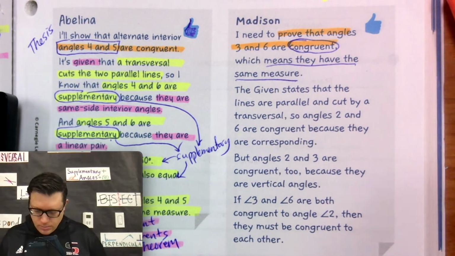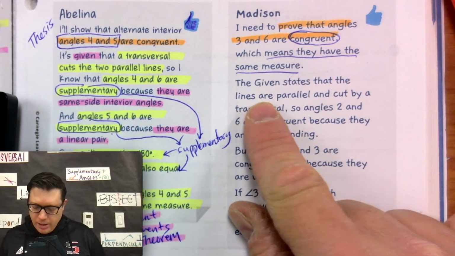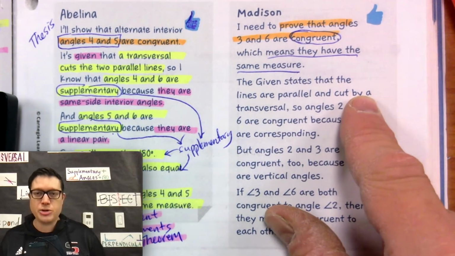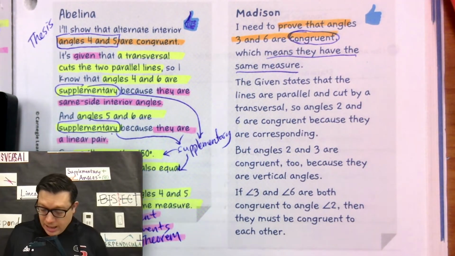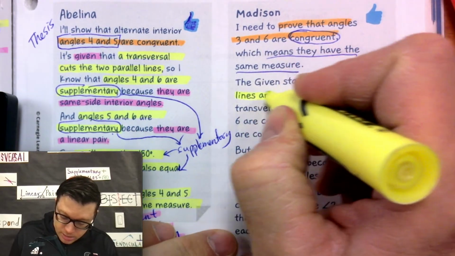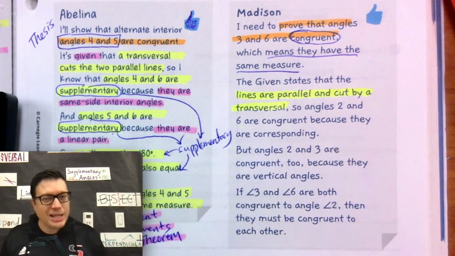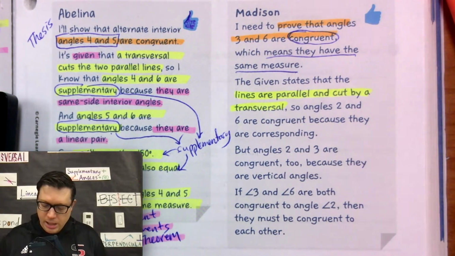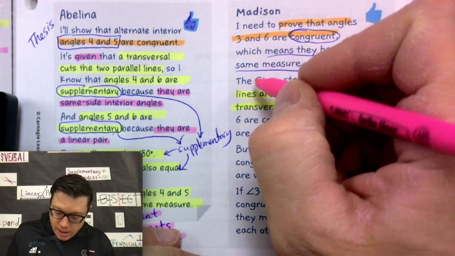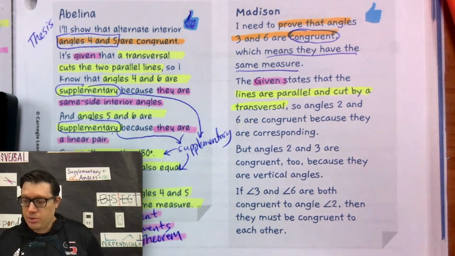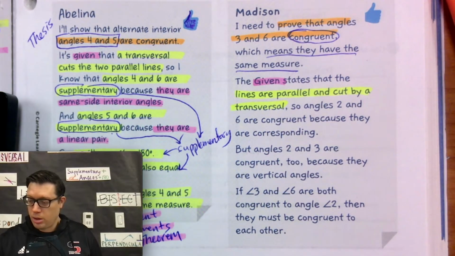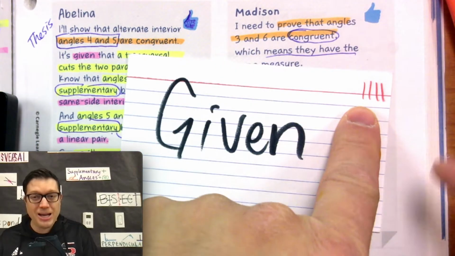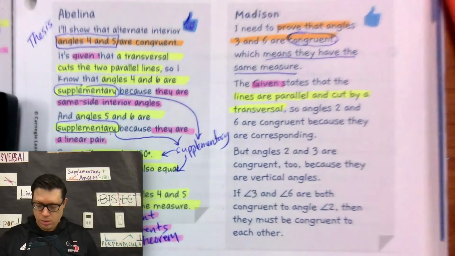Remember that. The given states that the lines are parallel and cut by a transversal. So we're going to highlight lines are parallel and cut by a transversal. She said it a little differently than the way Abelina did, but she still acknowledged the given, and you need to do that. That should be one of your note cards. Have given be something, and it's going to be in every single proof we do.